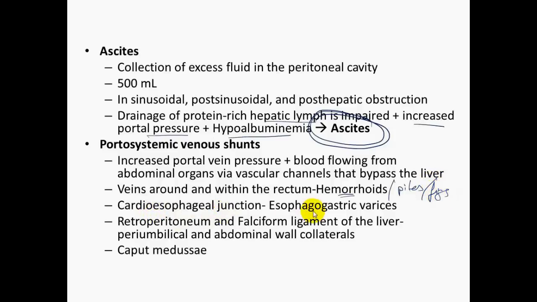At the cardioesophageal junction, you have esophageal varices. These are snake-like dilated veins. If you do an endoscopy, you can see these snake-like dilated veins, which may rupture at any time and can be life-threatening to the patient. In the retroperitoneum and the falciform ligament of the liver, the periumbilical abdominal wall collaterals will open up, which is called the caput medusae.